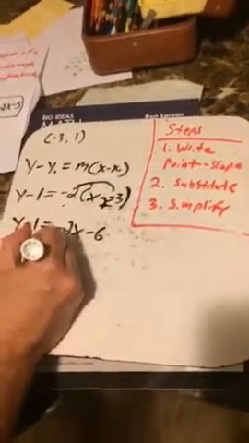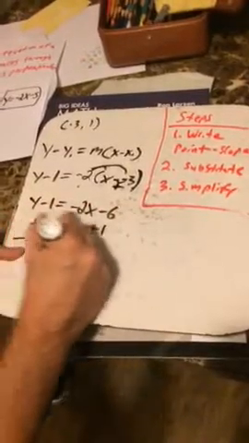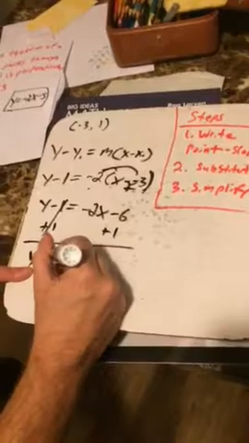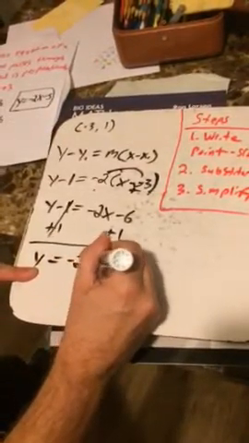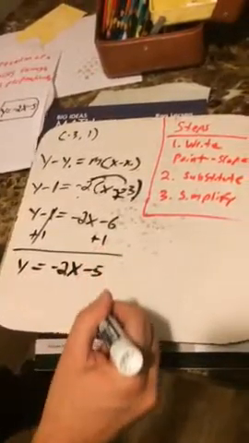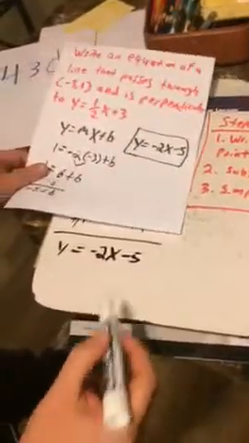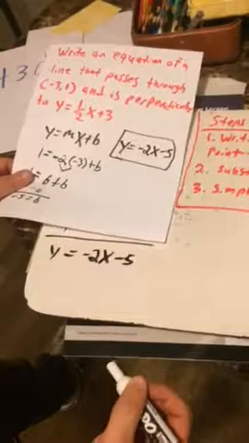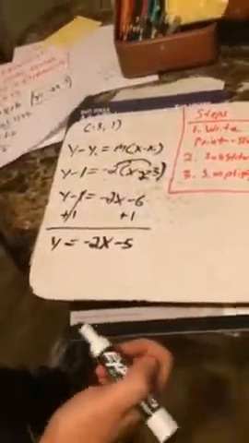And just add a 1 to both sides. I'm going to bring down everything. Y, these cancel, equals a negative 2x minus 5. You can see that's the same answer that we got when we did it the other way. Y equals negative 2x minus 5. Either way works. It's just a matter of preference.